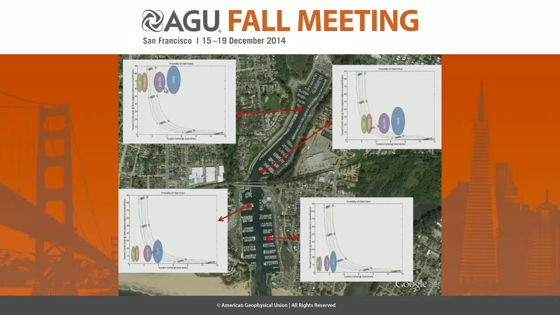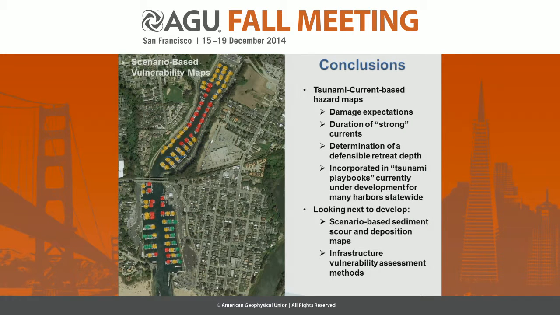And you can start to plot up where the maximum currents will be for a whole different range of sources. So you can look at this and say, well, all right, for that particular event, these docks are going to fail. But in this location, the docks are probably going to be fine. Okay. So in conclusion, we have these tsunami current-based hazard maps with a range of things. We're looking next to develop scenario-based sedimentation and scour and infrastructure vulnerability methods.